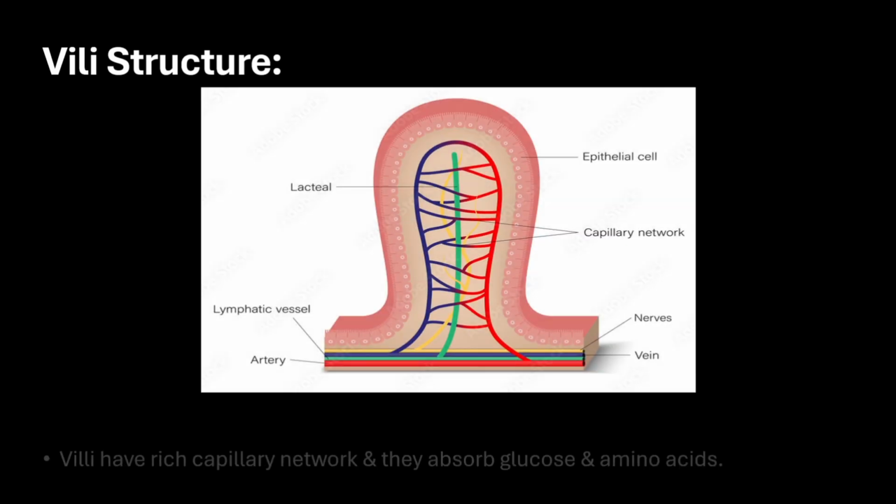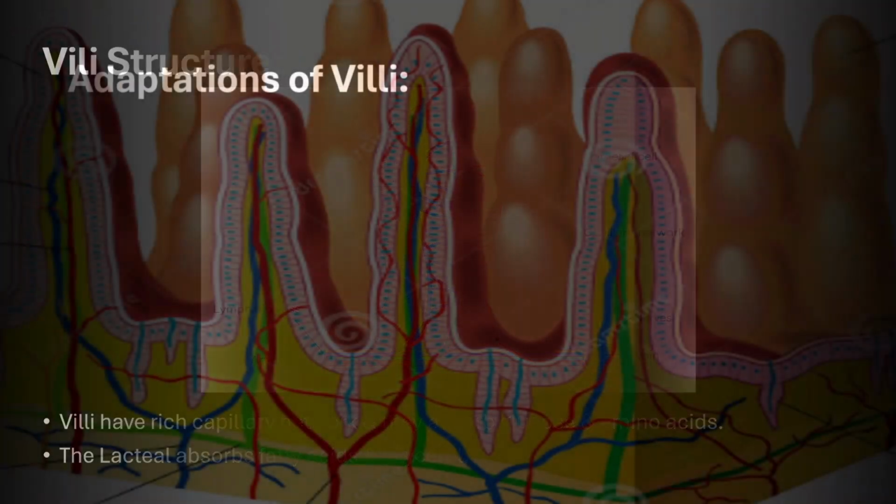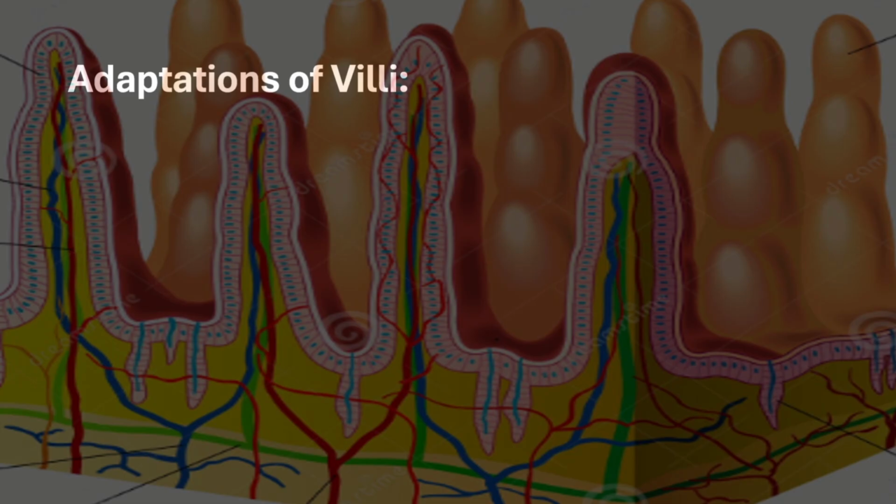Let us further understand how these structures work through the structure of villi. As you can see in this diagram, they have a rich capillary network. The villi are strongly surrounded by capillaries, and these absorb glucose and amino acids into the blood. As you can see, there is a lacteal in the middle of the villi. The lacteal absorbs all the fatty acids and glycerol, and the wall of the villi is an epithelial cell, a one cell thick wall.